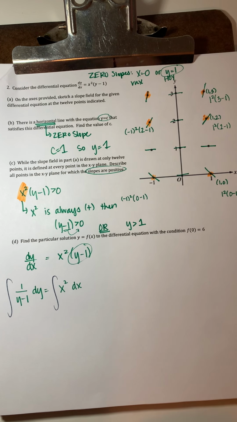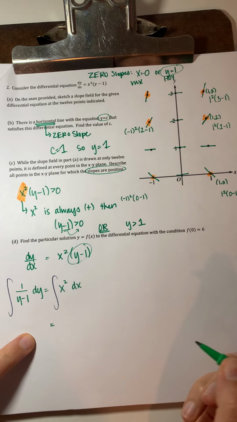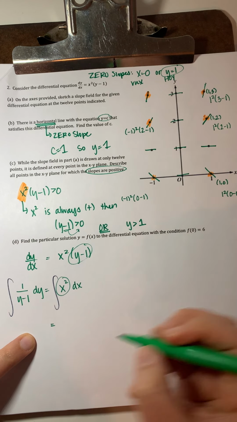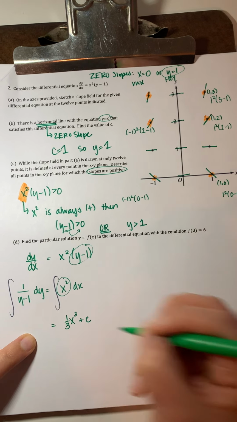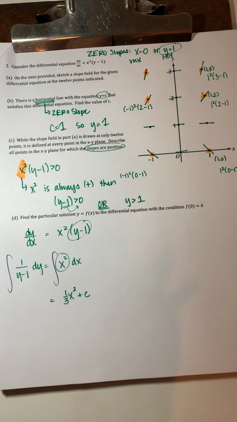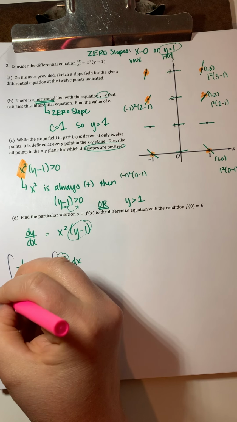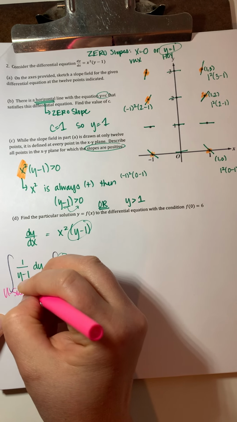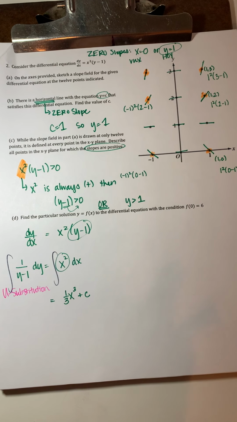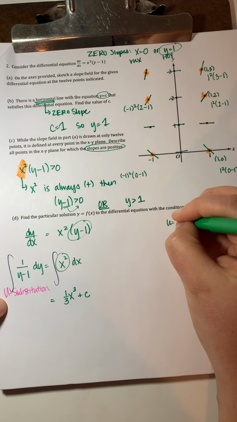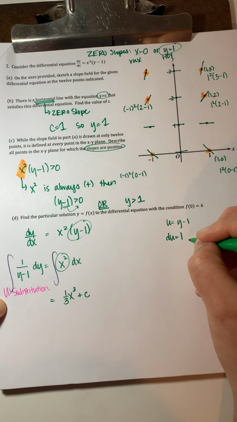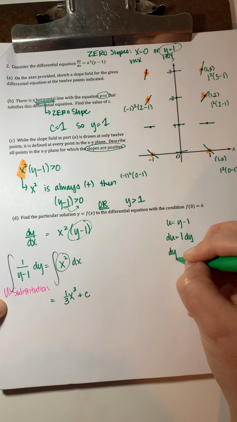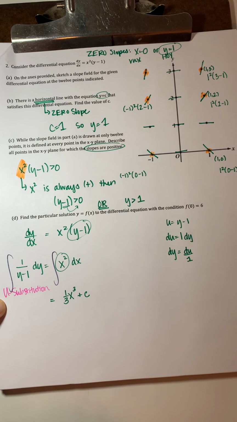Now, I hope you're noticing the pattern on these. A lot of the times, one of the sides is really easy. For example, here, I can integrate that. Add 1, x to the 3, divide by 3, now it's 1/3 x cubed plus c. But on the left side, I'm going to need a special method, u substitution. The reason I need u substitution is because it's not just 1 over y, it's 1 over y minus 1. So u is y minus 1. That means du is the derivative of that. The derivative of y is just 1 dy, which means dy is du over 1.